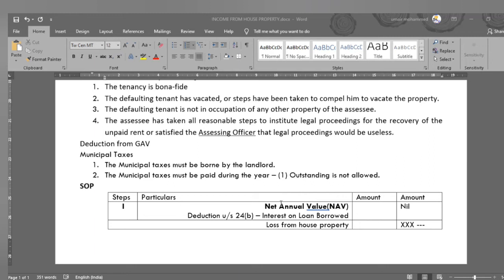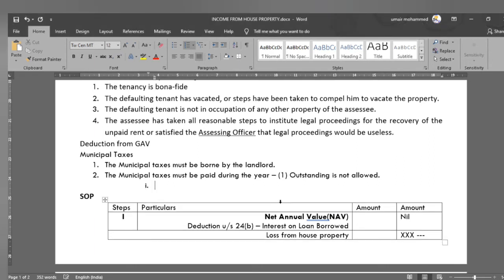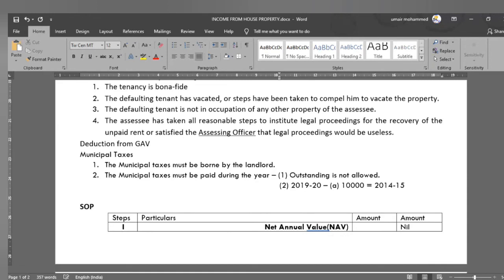Second thing, you can claim municipal tax paid for any year. What this means is during the previous year 2019-20, I have paid two municipal taxes. One, let's say I paid 10,000, and this 10,000 is pertaining to 5 years back. This is pertaining to 2014-15, and there is second one which I have paid, which is pertaining to the current previous year, which is 2019-20. Also, I have paid 10,000. This is pertaining to 2019-20.